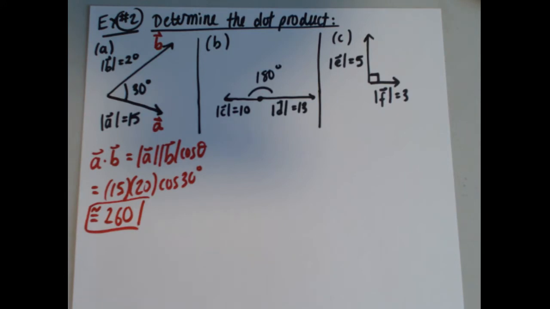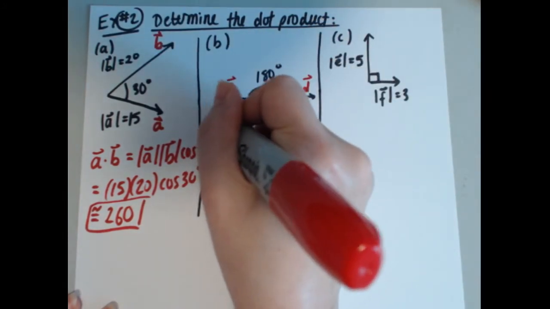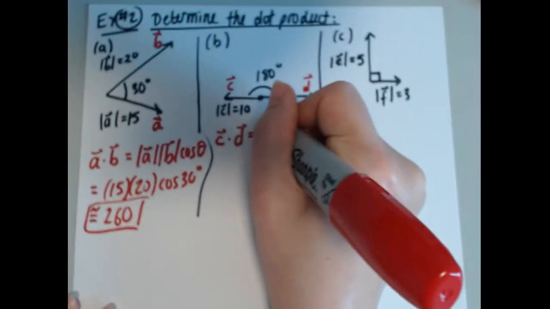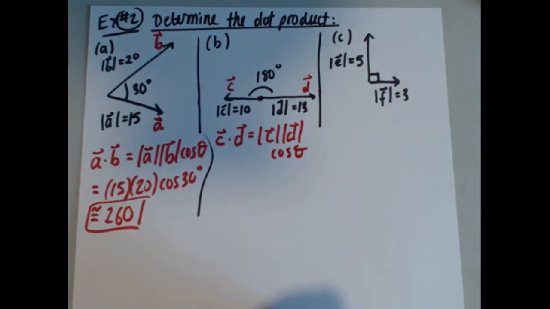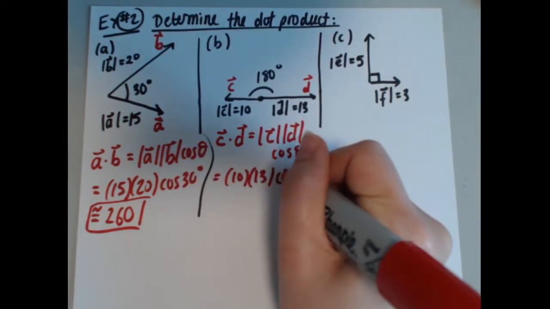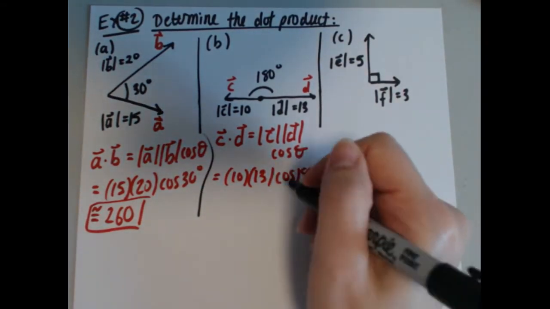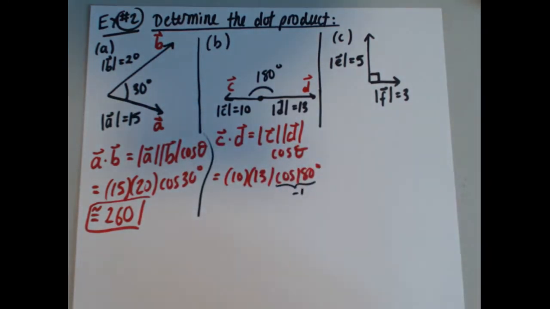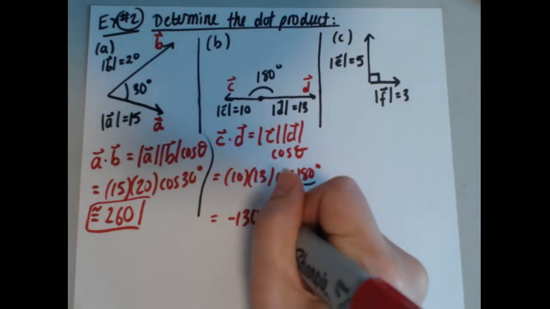Okay, next we have the same thing. We have 2 vectors: vector C and vector D. So we are taking the dot product of C and D. That's equal to the magnitude of C, magnitude of D, times cosine of the angle between the two. All right, so the magnitude of C is 10, the magnitude of D is 13. And this time we multiply by cosine of 180 degrees. Well, cosine of 180 degrees is minus 1. Okay, so that means we have minus 130.